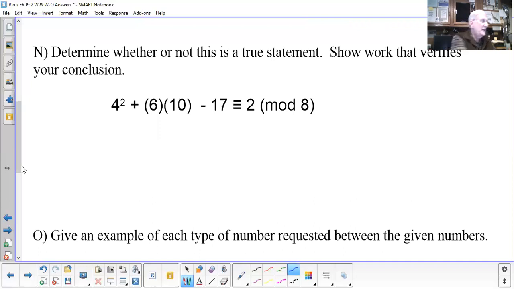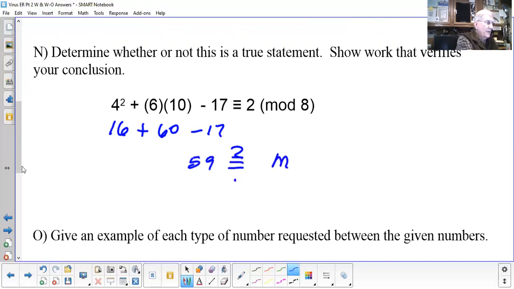Well, let's see. 4 squared is 16, right? 6 times 10 is 60. And we're going to subtract 17. If I add 16 and 60 together, I get 76. And if I take 76 and subtract from it 17, I obtain 59.